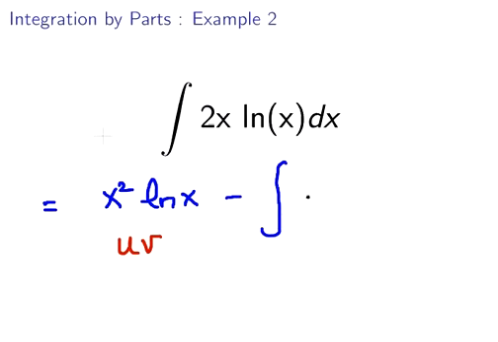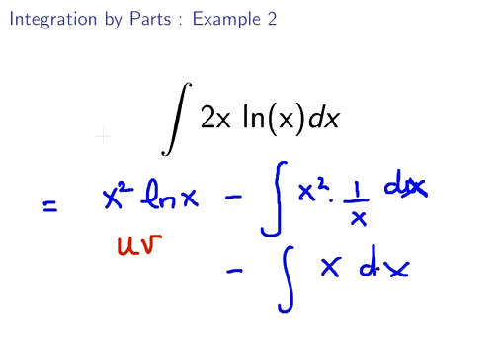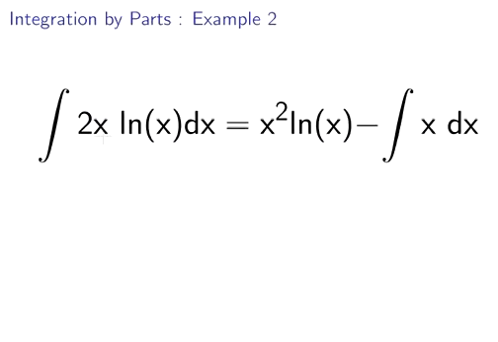So what we have to do is evaluate the integral of v du. So v is x squared over 2, and du is 1 over x dx. So what we're going to do there is simplify this. That's minus the integral of x dx. We can simplify x squared times 1 over x as simply x. Okay, so the expression on the next slide is where we're at right now.